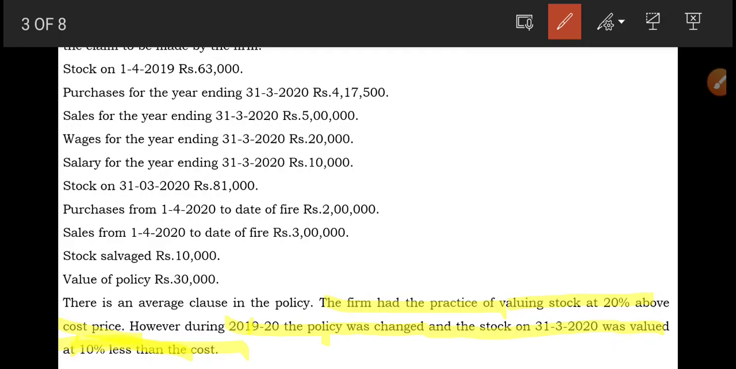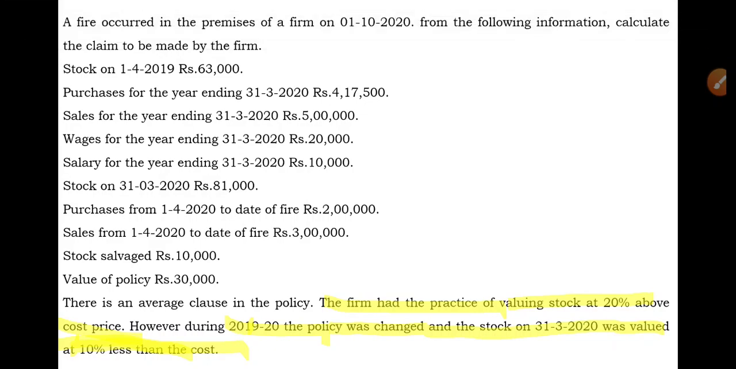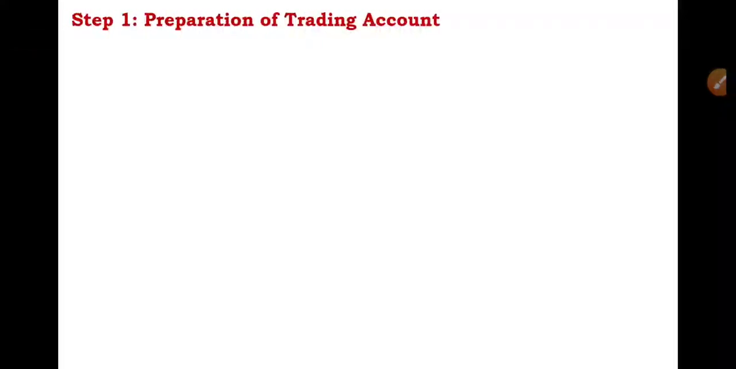So whenever above cost is given, 100 divided by 100 plus. If below cost is given, 100 divided by 100 minus. Whatever the percentage, that should be added and deducted. Got it? Yes. So this is the question. In this question, what you have to do is find out the claim amount. Okay, shall we go with the question, answer? Yes, sir. Yes. Next, we'll go with the steps.